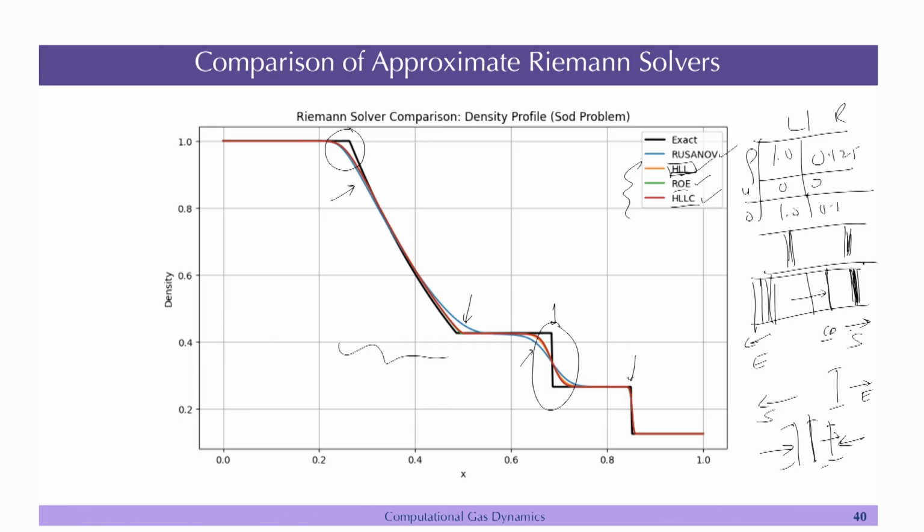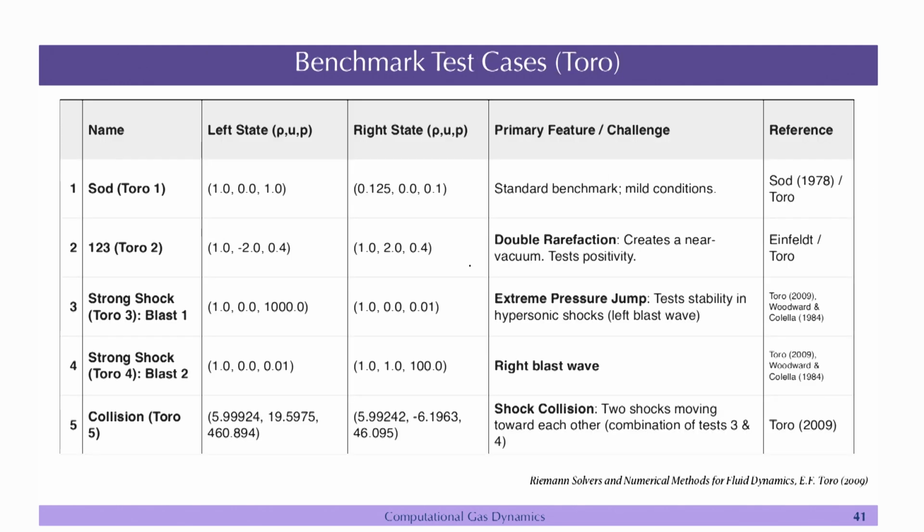So, based on these, Toro designed several problems. Actually, they were published in different periods of time, and Toro collected these problems and proposed mainly 5 benchmark test cases. If you look at this book, Riemann Solvers and Numerical Methods for Fluid Dynamics by Toro, I think it is available as PDF. So, you will find these test cases.